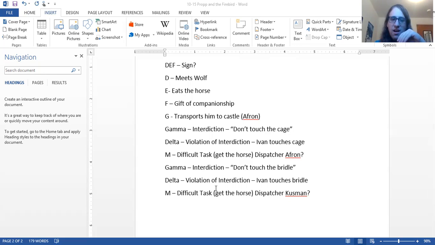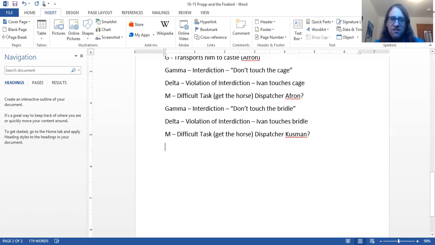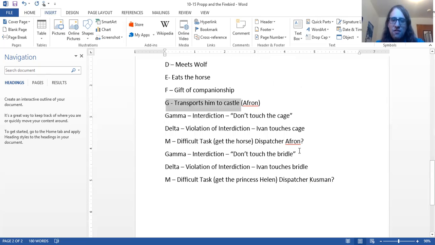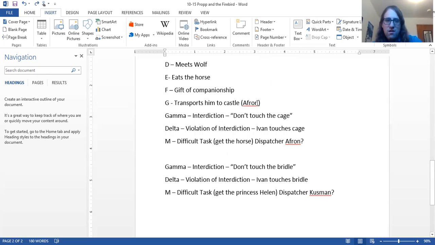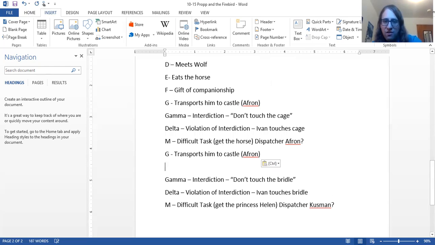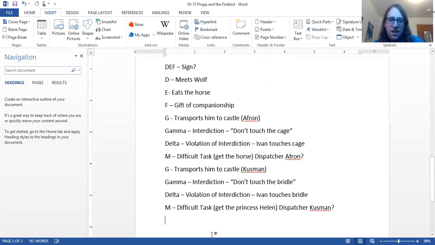So now he has a new difficult task, which is to get the Princess Helen. And I should mention that the wolf is transporting him all along the way. So the wolf transports him to the next castle, which is the castle of Kuzmin, and then he transports him to yet a third castle, 4 if you count his father's, which is Tsar Dalmat.